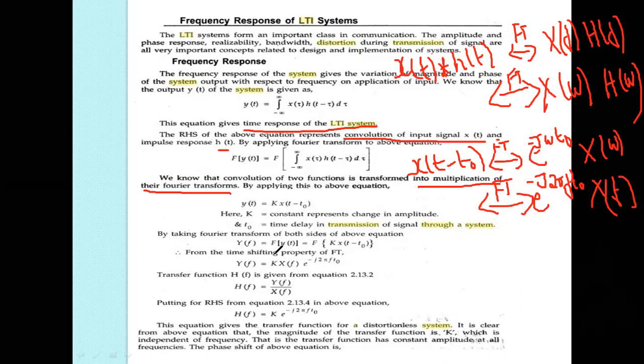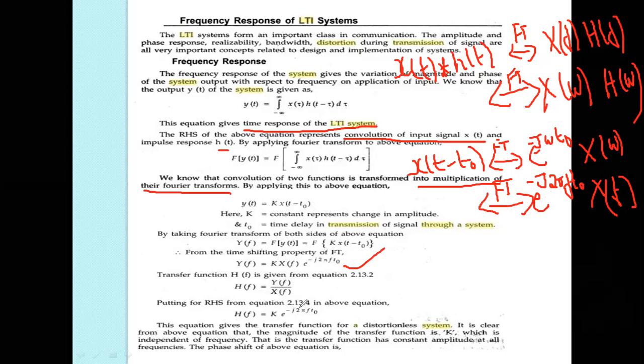Okay, my dear student. Now y of f is equal to the Fourier transformation of k times x of t minus t naught, which is k x of f e power minus j 2 pi f t naught. This is the equation. Now cross multiply: h of f is equal to y of f by x of f.